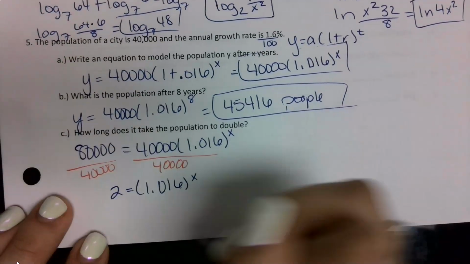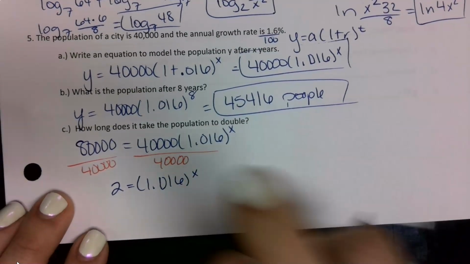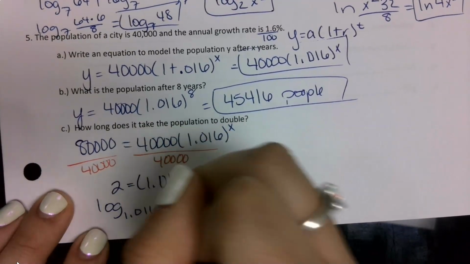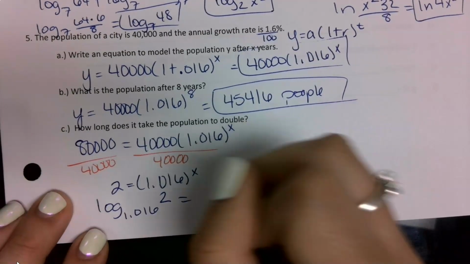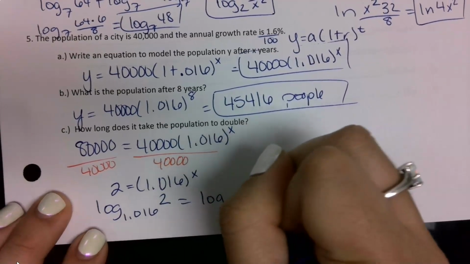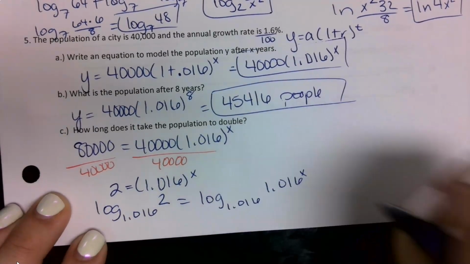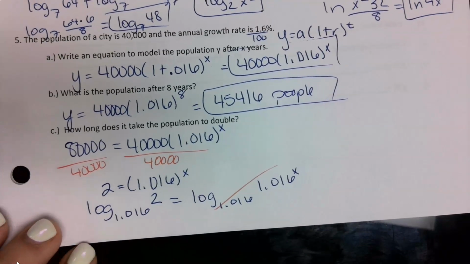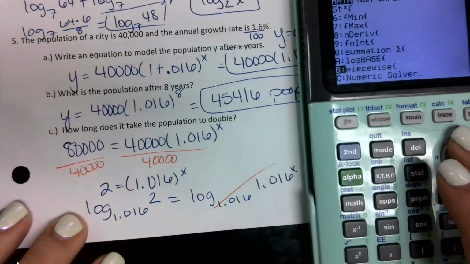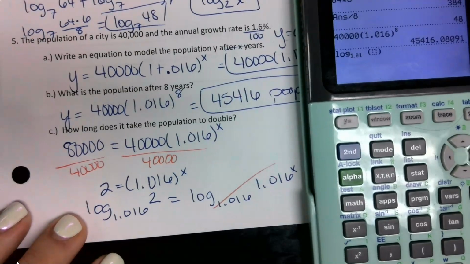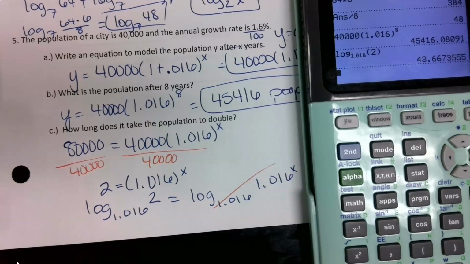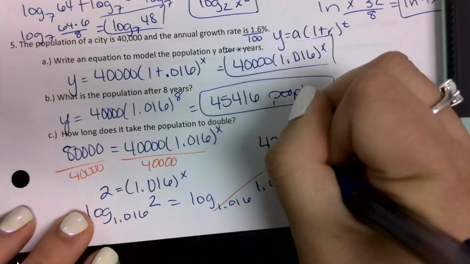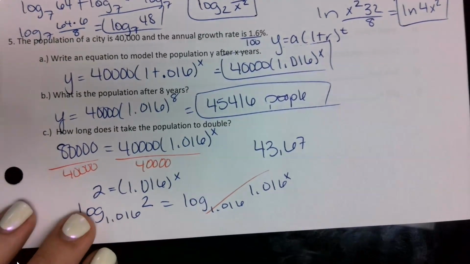Then to solve as a logarithm, I need to get rid of this. I'm going to make it log base 1.016 of 2, and then I'm going to do the same thing to my right side. On my right side, those just cancel out, and it leaves me with the x. So then I just need to type this part into my calculator. I'm going to do math log base 1.016 of 2, which gives me 43.67. So I was measuring in years, so I'm going to say about 44 years.